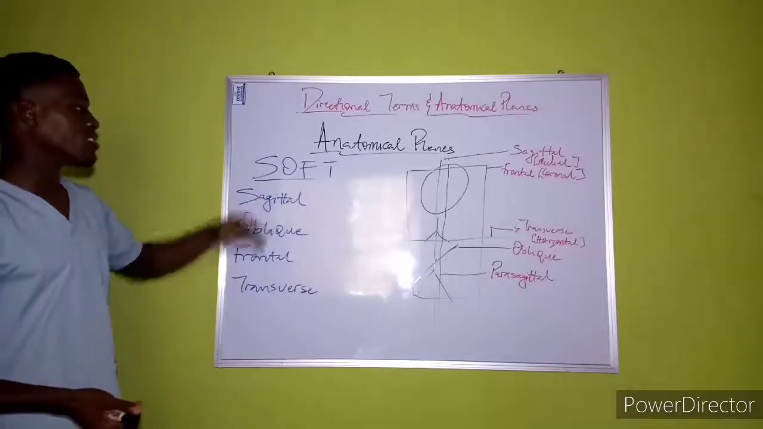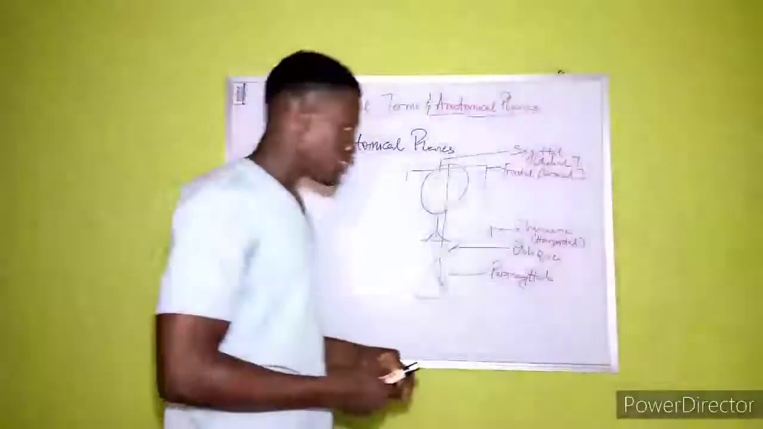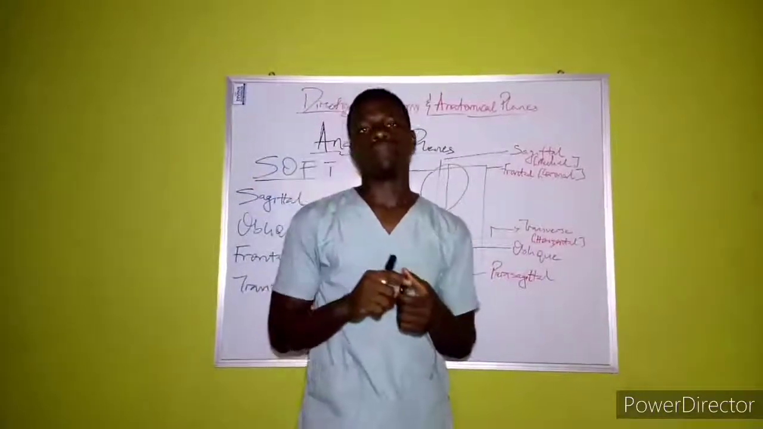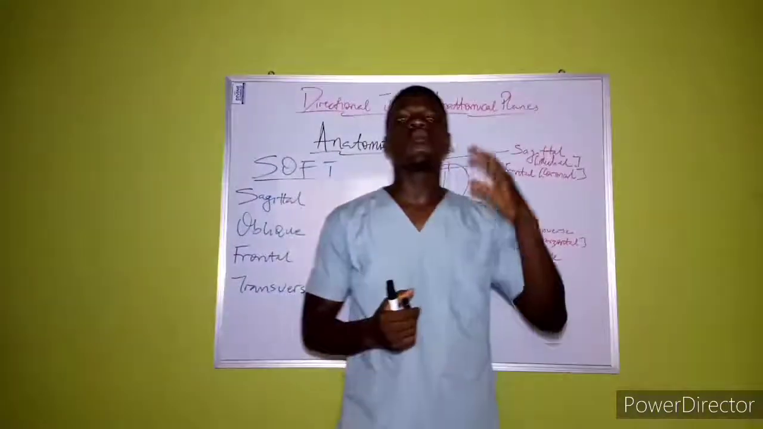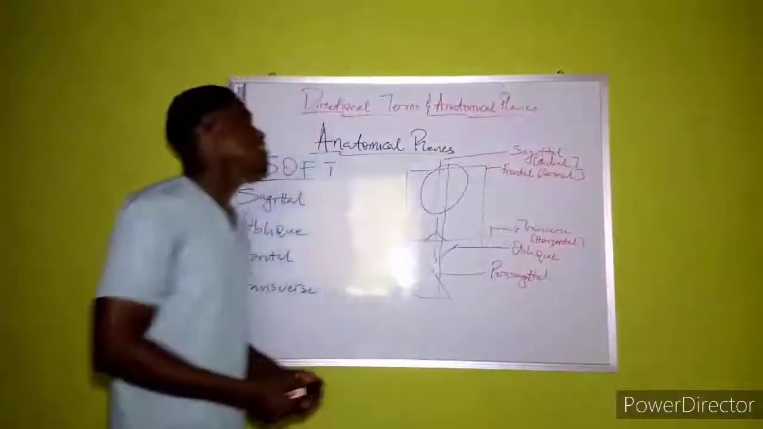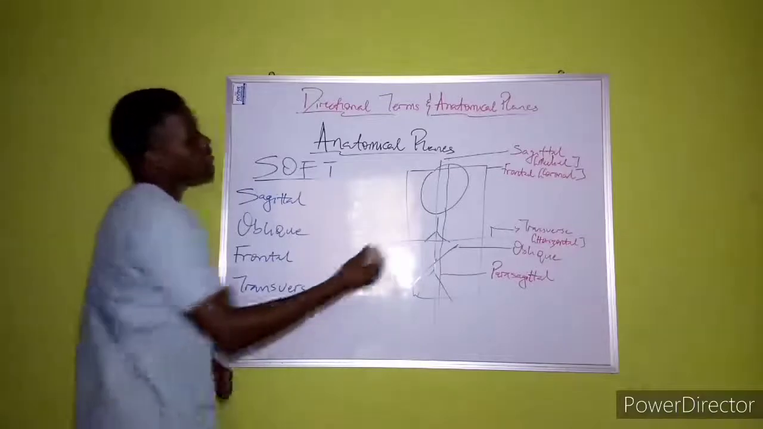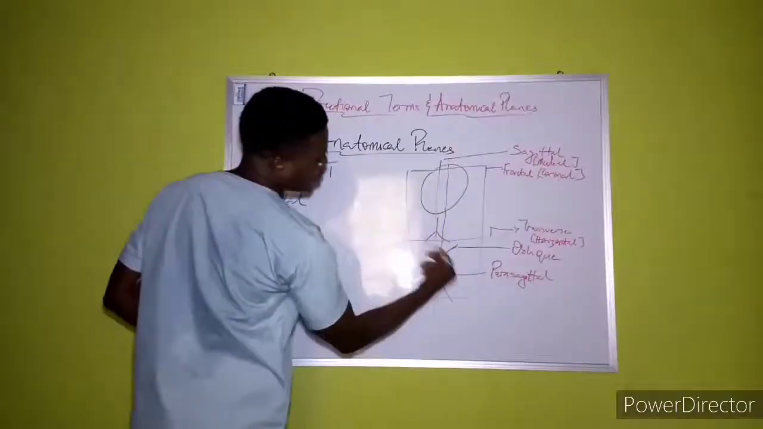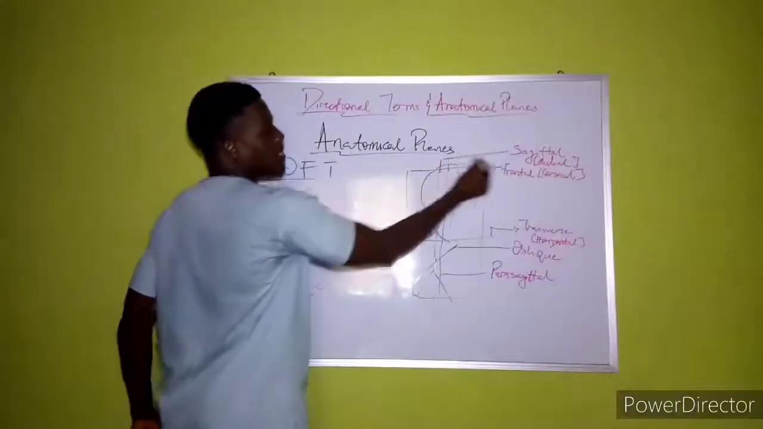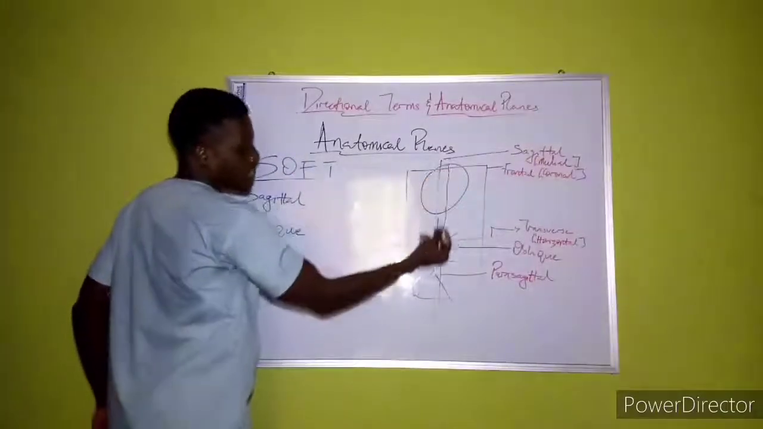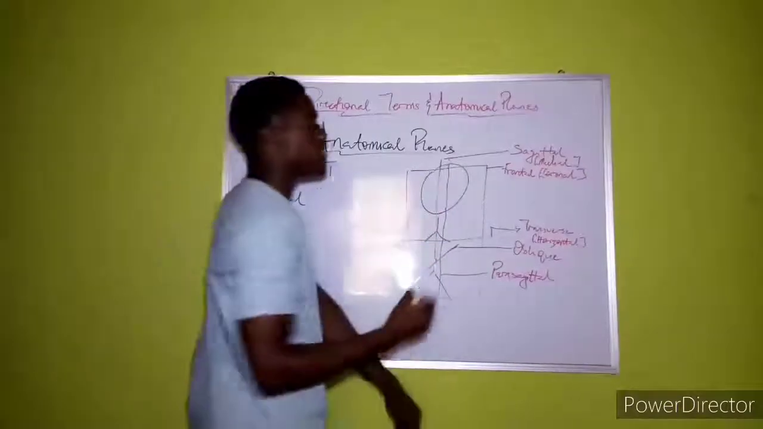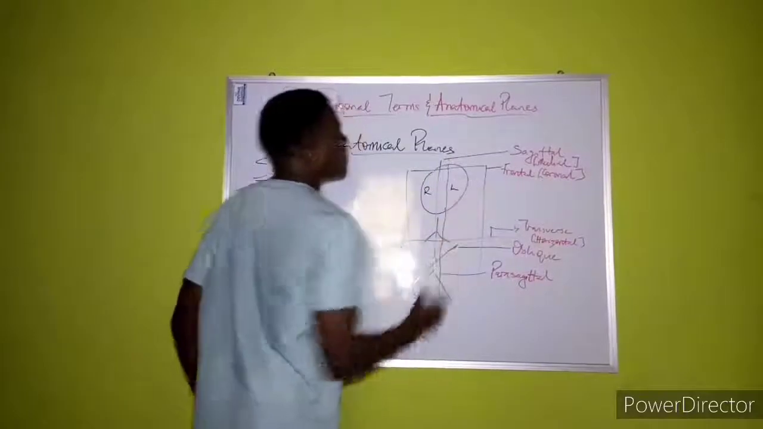The first one is sagittal. Now, the sagittal plane is an imaginary line that is drawn vertically over the body, and it divides the body into 2 lateral parts, the left side and the right side. Taking this diagram for example, if this is a sketch of an individual in anatomical position, the sagittal plane is drawn vertically from the top to the bottom, and it divides the body into the right side and the left side.